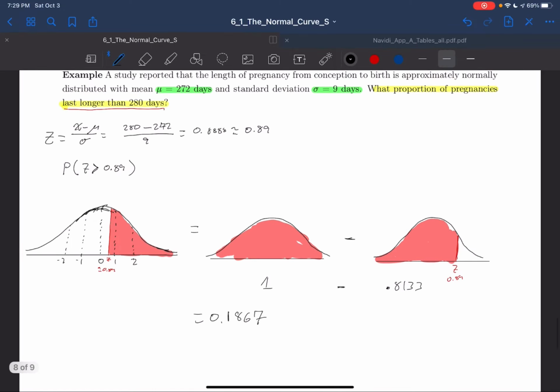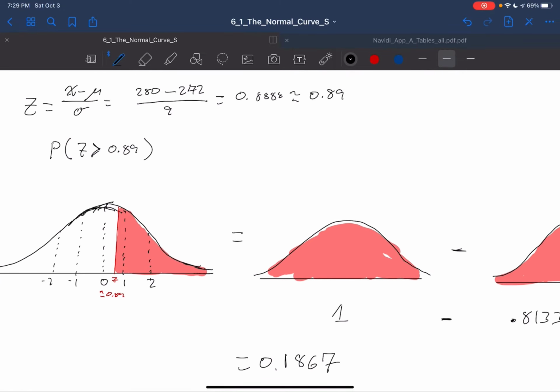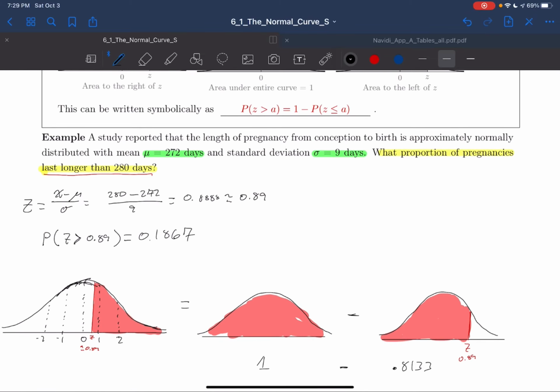So in words, the probability of z greater than 0.89 is 0.1867. To interpret this, you could just say that the proportion of pregnancies that last longer than 280 days is 0.1867 or 18.67%. That's another way you could say it.